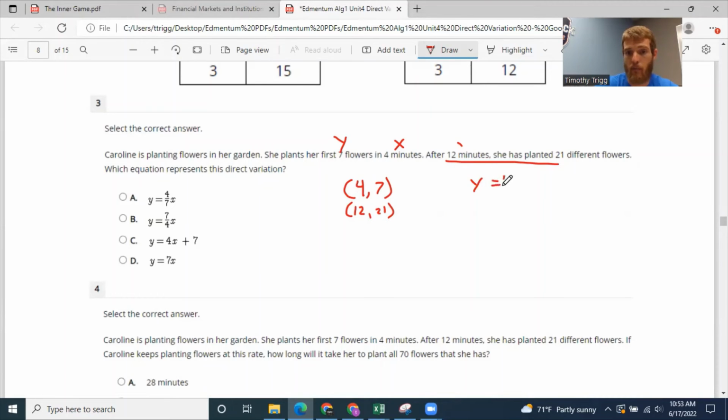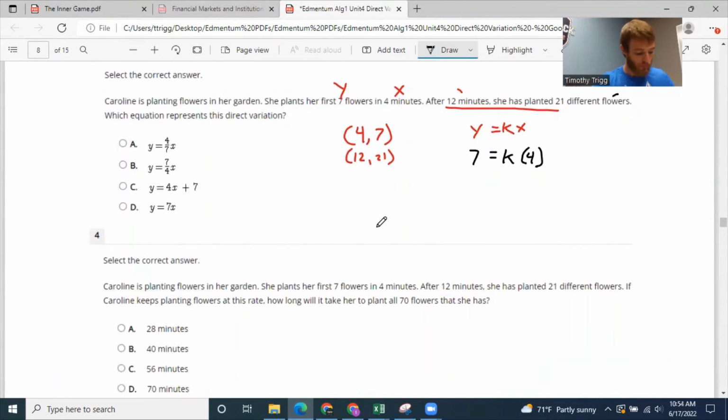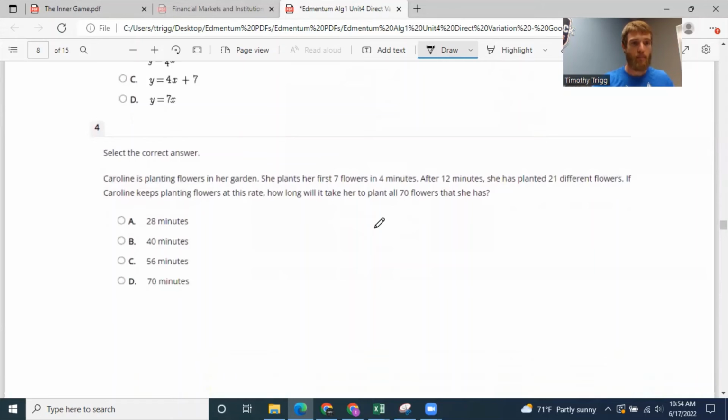Remember, we can set the form for direct variation, y equals kx. And in this case, you could use either coordinate point to help you find k. And I guess we could just use this first coordinate point. So it'd be 7 equals k times 4. Go ahead and solve for k, and that should tell you which equation is the correct answer. Okay, let's go on to the next one.